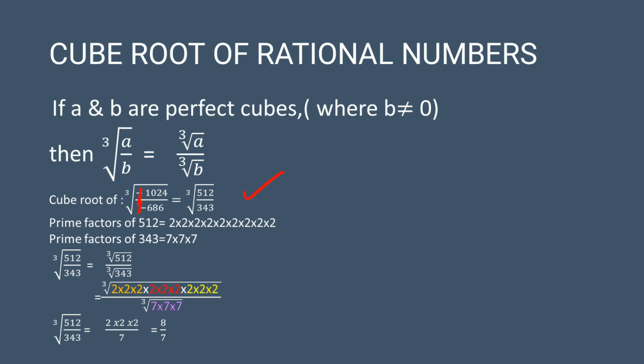You will see there are three groups of triplets. We will take one factor from each group and write it here. And from the denominator take 7 as a factor from a group of triplet once, and then multiply all these factors, 2 into 2 into 2, that is equal to 8 by 7. 8 by 7 is the answer of this question.